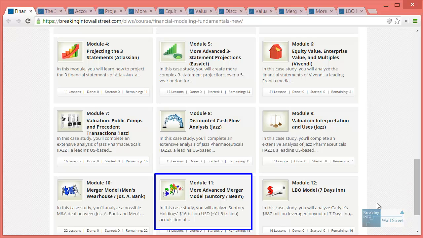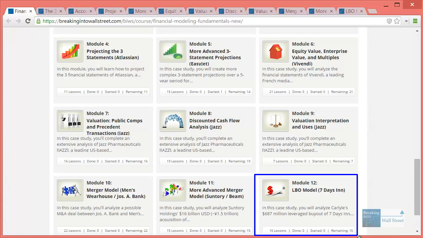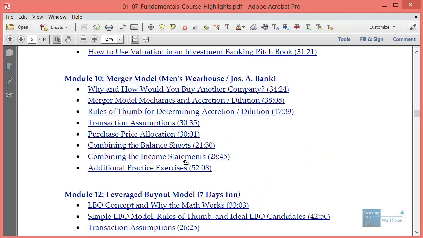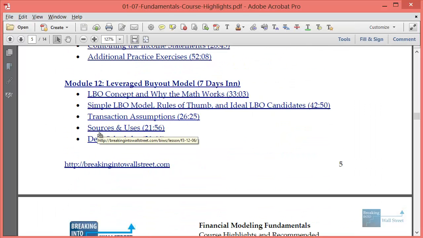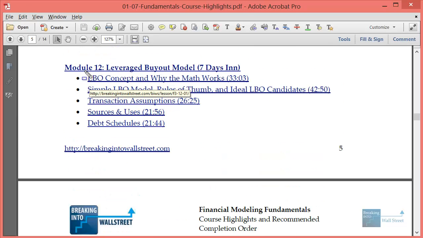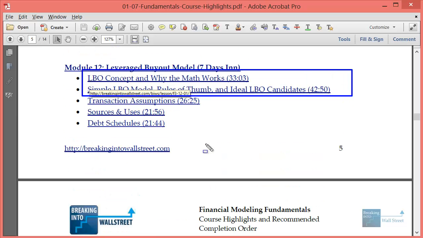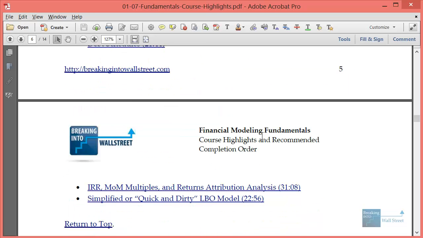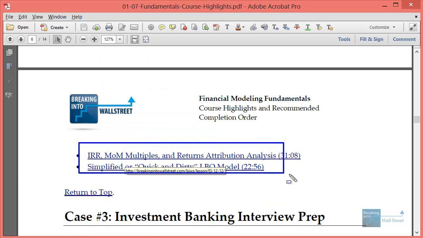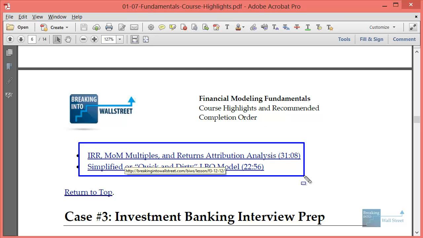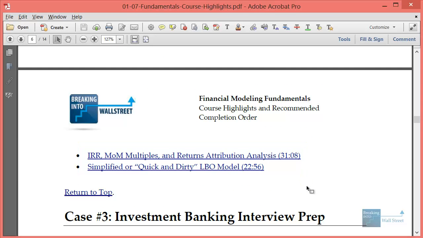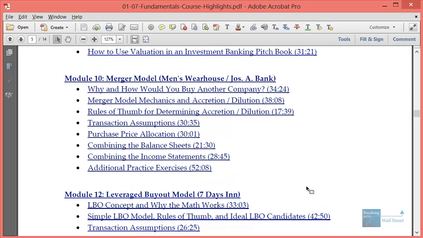It's way too advanced. And then Module 12, the basic LBO model here. These 7 key lessons are the most important. The conceptual ones, how to set up the model and make your assumptions and how the debt schedules work, and then how to calculate the returns at the end and how to simplify your model even further. So that's what we recommend if you have a week of time.